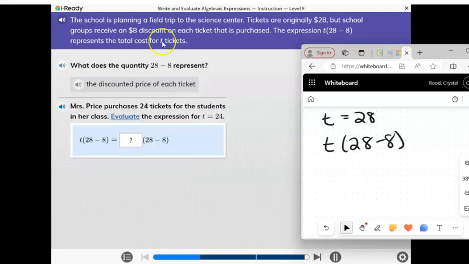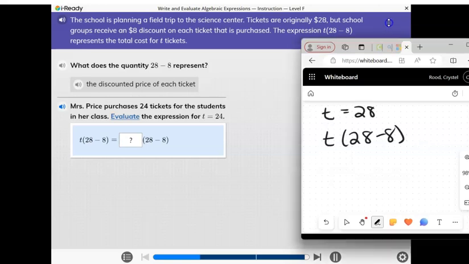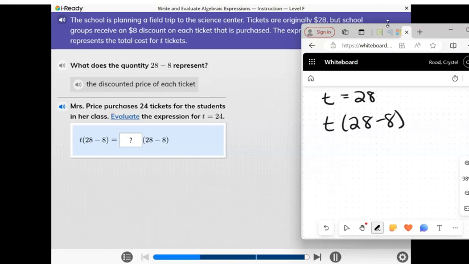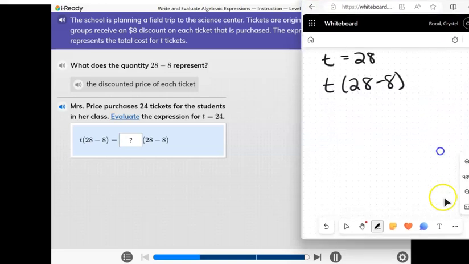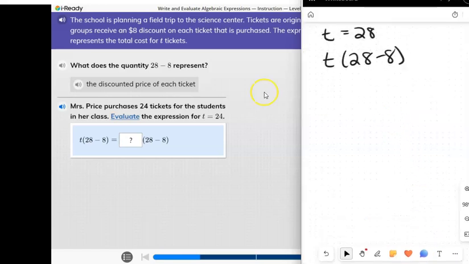Okay, so now we're going to go ahead and use our paper still. I know we can plug it in, but we're not going to be able to do that on the quiz, so we're going to work it on the paper. Now Miss Price purchases 24 tickets, so we know T equals 24.